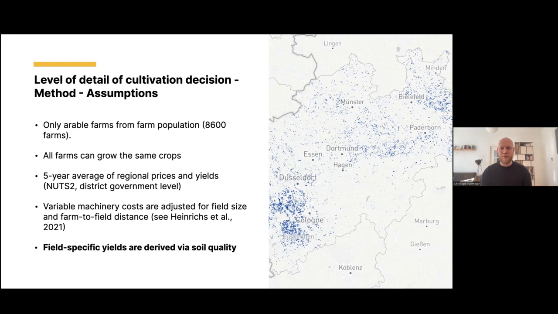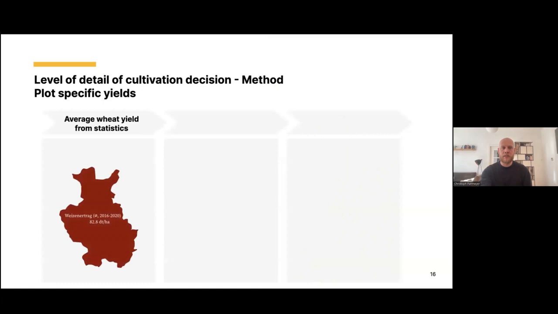You can have a look there if you're interested in how that was done. And the field specific yields are derived via the soil quality. So on that, just in short, how is that done?